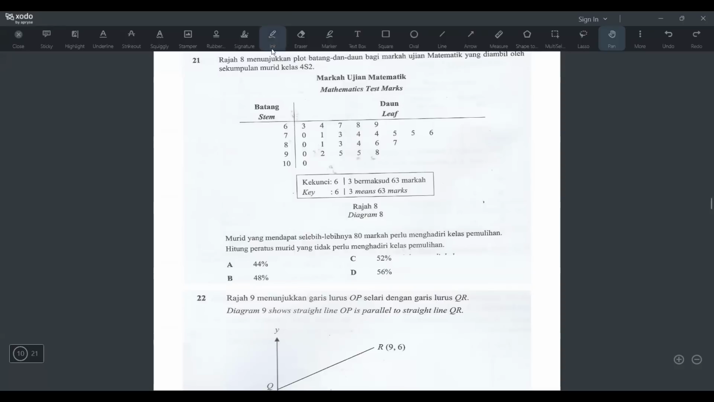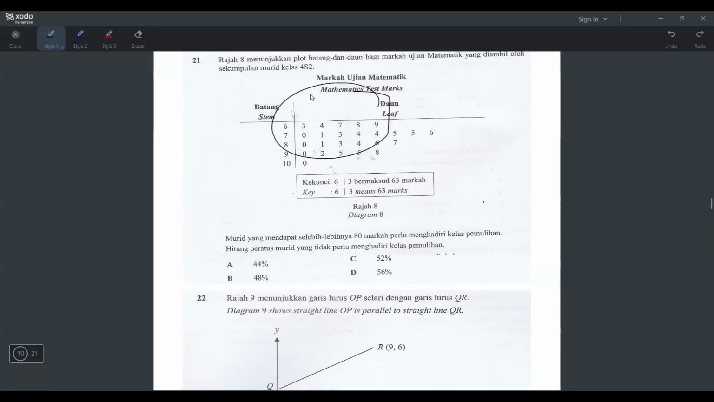Okay, I want to continue. 21. Rajah 8 menunjukkan plot batang dan daun bagi markah ujian matematik yang diambil oleh sekumpulan murid kelas 4 S2. Okay, this one, plot batang daun, stem and leaf plot, you learn in Form 4, Chapter 7. Yeah, Chapter 8, sorry. 7 or 8, I forgot. The chapter is called Measures of Dispersion for Ungrouped Data. Sukatan serakan for data yang tak terkumpul. So you learn this in Form 4.